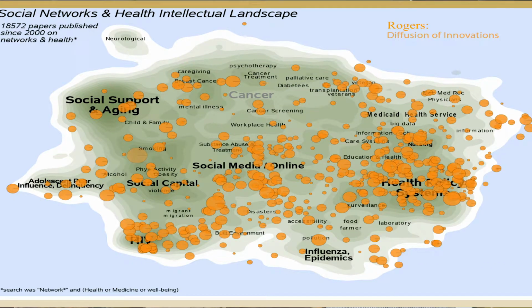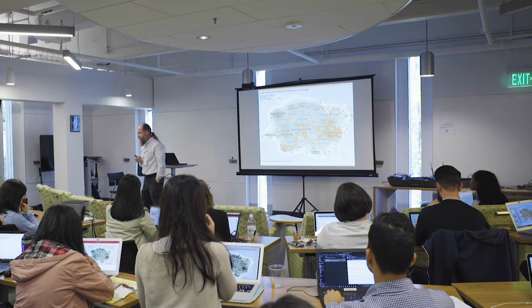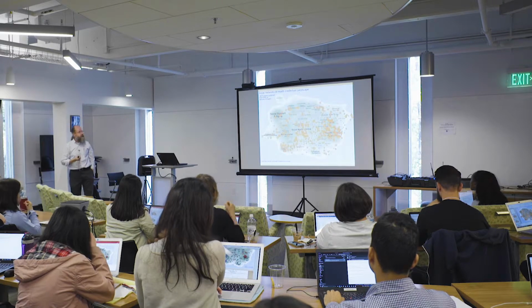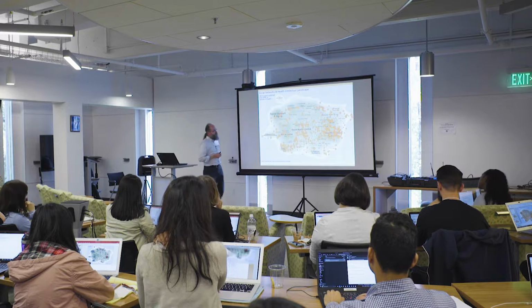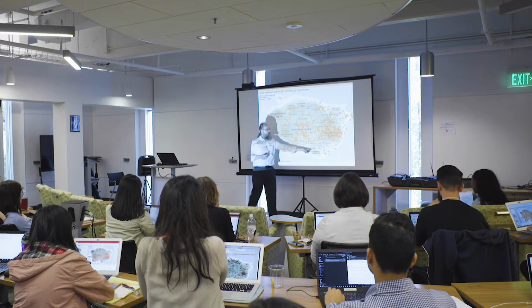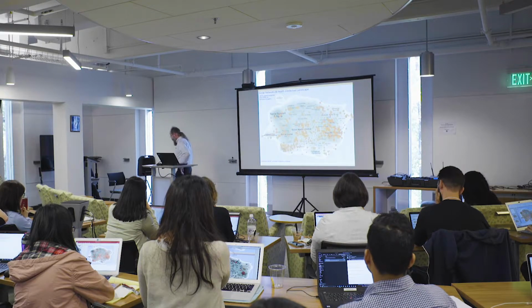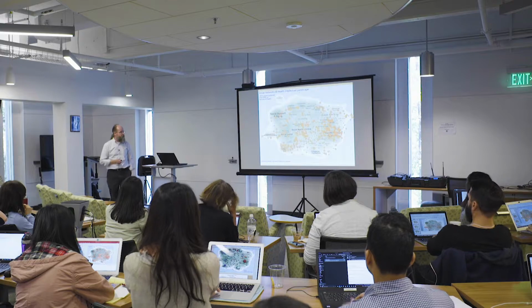And then I want to give you a sense of where those touchstones fit across this intellectual landscape, right? So the importance of Rogers' diffusion of innovation is that it's cited everywhere, right? So if you're working on cancer, you're likely to be citing Rogers' diffusion of innovations, but also if you're working on HIV or influenza or health systems, right? So this kind of work on the diffusion of innovations is ubiquitous across the entire intellectual landscape.